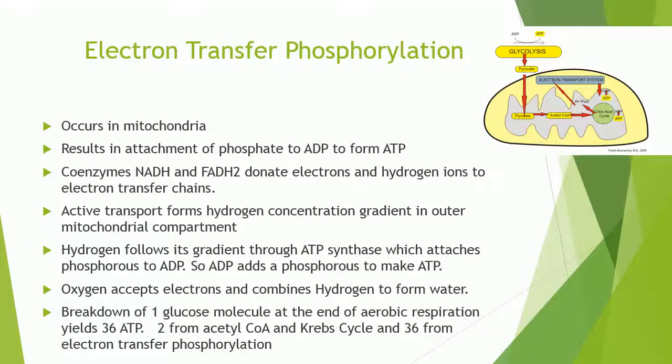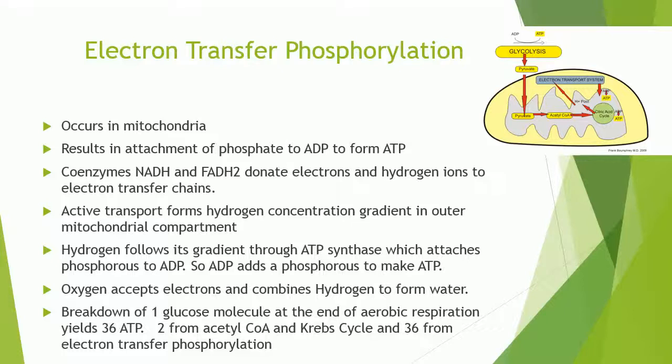Electron transfer phosphorylation happens in the mitochondria, which is that thing that looks like it's got a ribbon inside of it, inside the cell, which creates energy inside your body. So it's going to result in an attachment of phosphate to ADP. So you're taking ADP, which is a diphosphate, and forming ATP, which is triphosphate, just by adding that phosphorus.